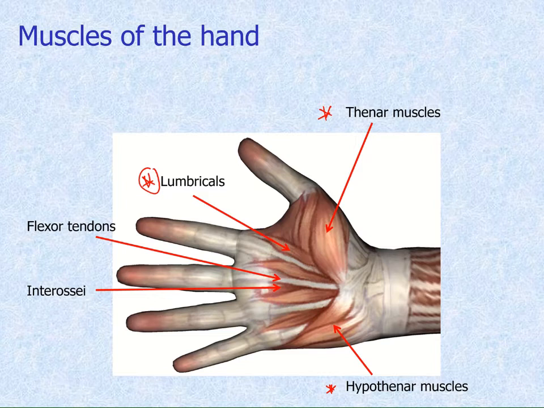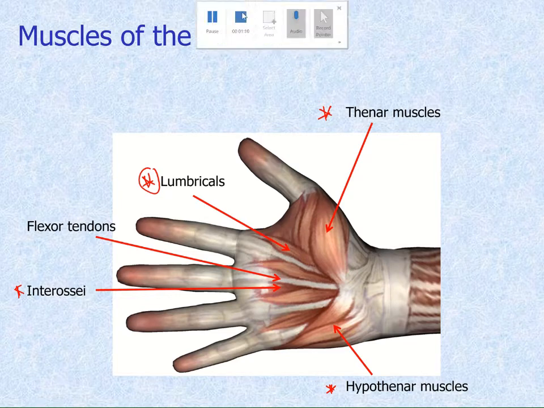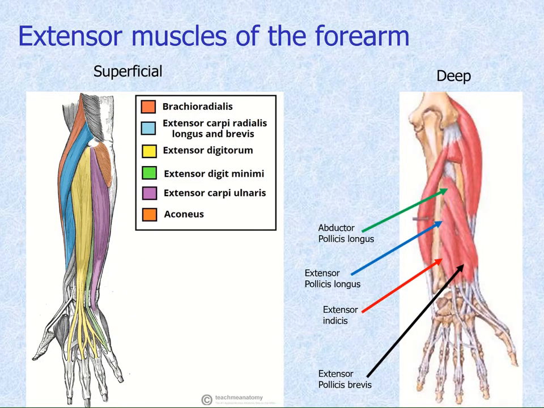Then there is another group of muscles which are called interosseous muscles. The plural term is interossei. There are palmar interossei and dorsal interossei. Details of these muscles will be learned later. Now we will take a look at the extensor muscles of the forearm. As I said before, they are also arranged in 2 groups, the superficial group and the deep group.